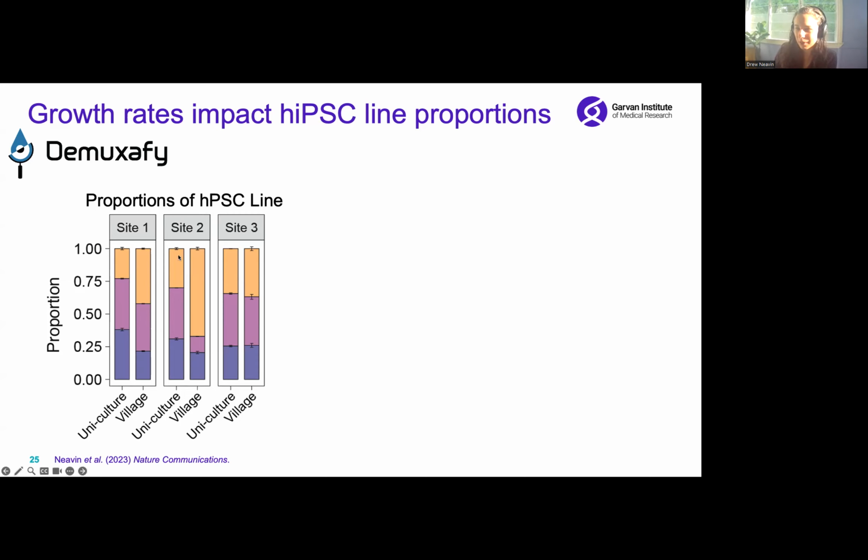So we have a combination of these 3 lines at uniculture that are really equivalent, but after even just 4 days in culture as a village, we see that we have a decrease in 2 of the lines and an expansion of the other 2 lines.